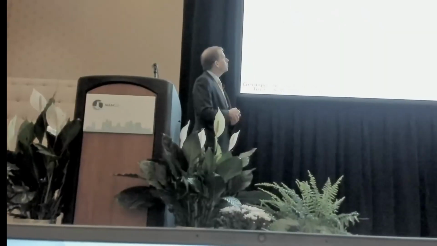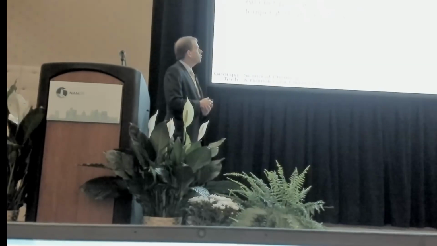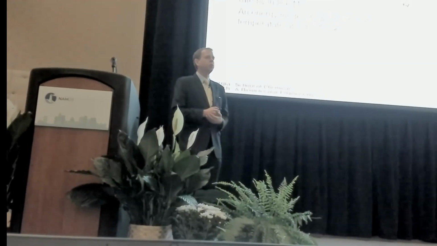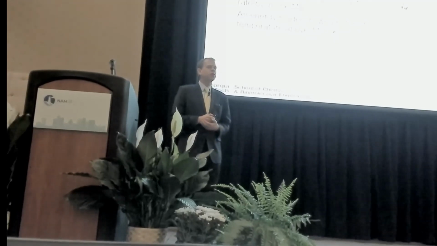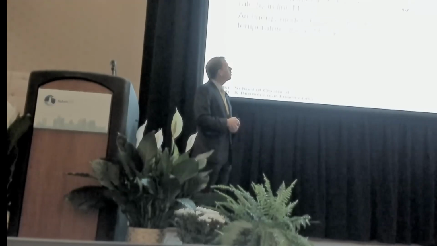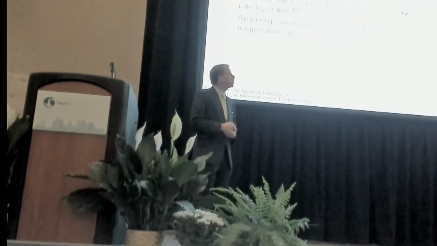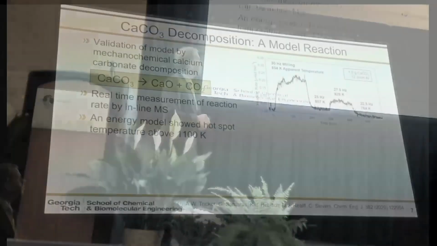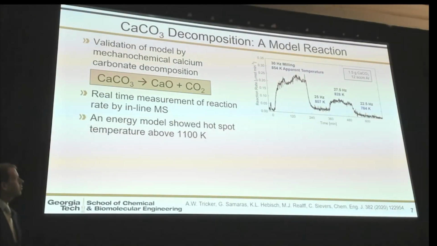And when you do that, measure the rate of CO2 formation, and you can calculate the temperature you have to reach to produce CO2 from heating calcium carbonate. So these apparent temperatures fall into the range from 784 to 854 Kelvin, depending on the milling frequency.